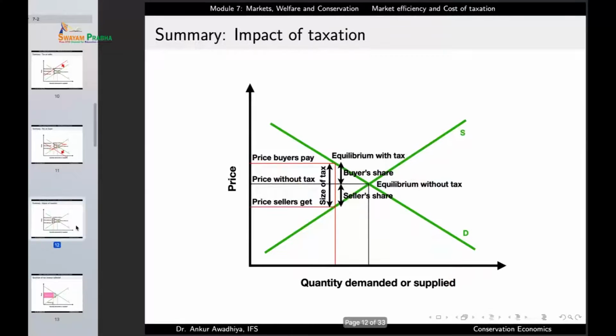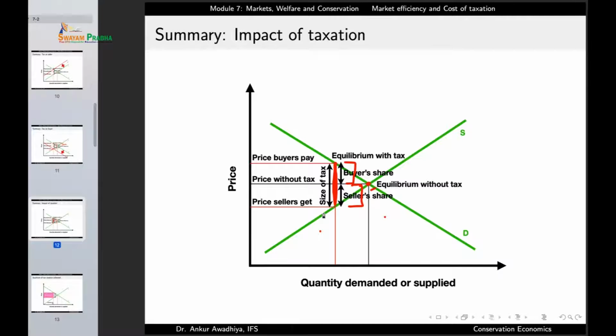So whatever be the case, this is the net result of the tax. So this is the normal equilibrium. And with the tax, if this much is the amount of the tax, we can draw a line of the amount. We can shift it to the right, to the left of the equilibrium till we reach a point where it touches both the demand curve and the supply curve. And that would give us the new location of the equilibrium line, and there will be a buyer's share given by this much, and there will be a seller's share which is given by this much. And the total amount is known as the size of the tax. So this is the impact of taxation.